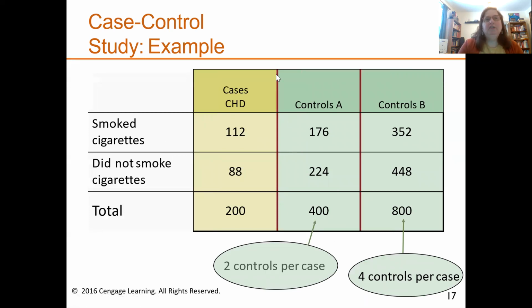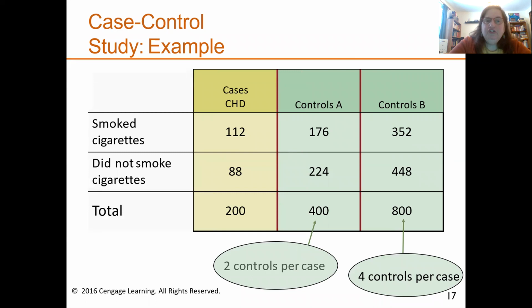Now, here's an interesting point. Sometimes it's hard to find cases for any study, right? Sometimes it's just hard to identify those people with the disease. So to increase your power, sometimes people will do something like have 2 controls per case or 4 controls per case. And you can do a power analysis to figure out what might best suit you if it's easier to find your controls than cases.